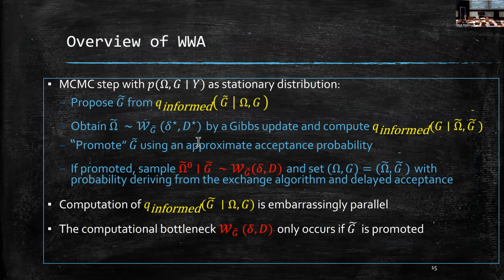And the good thing about this type of algorithm is that the informed proposal is easily parallelizable. And once again, for this type of algorithm, sampling from the GVHR is still painful. But now we only do it when G tilde survives the first acceptance round.